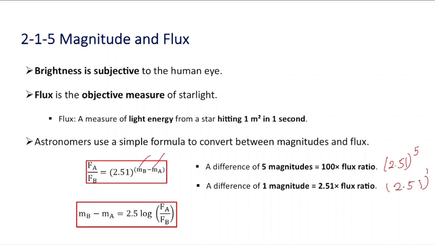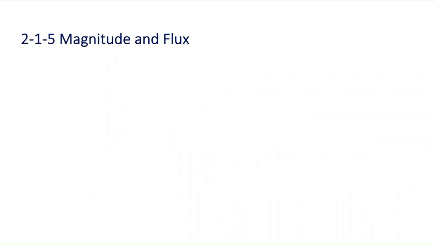And we can also go the other way. If you know the flux ratio of two stars and want to find the magnitude difference, it is convenient to rearrange the equation into this formula. Here, log means logarithm to the base 10. Now let's do some examples for your understanding.